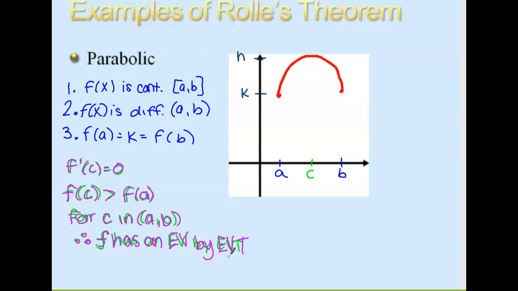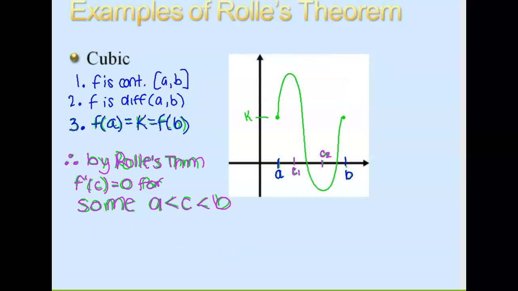It's different from EVT in the sense that it is guaranteeing the 0 of the derivative. It's not guaranteeing the extreme value. It is guaranteeing the 0 of the derivative. That is the key point of Rolle's theorem, that the derivative is equal to 0. If you want a summary statement, Rolle's theorem guarantees a 0 of the derivative.